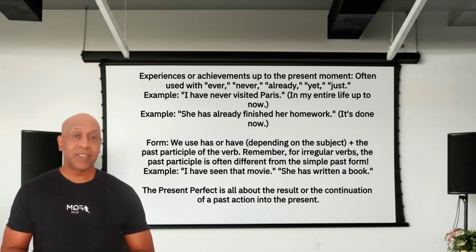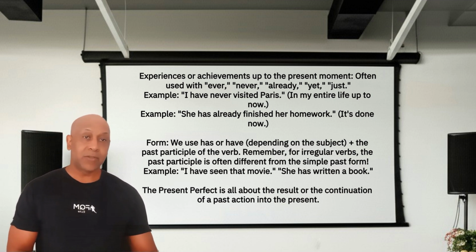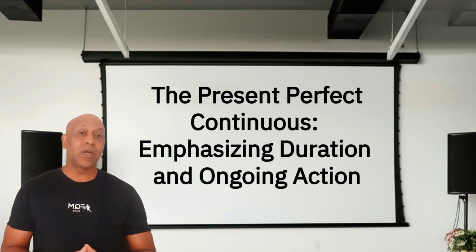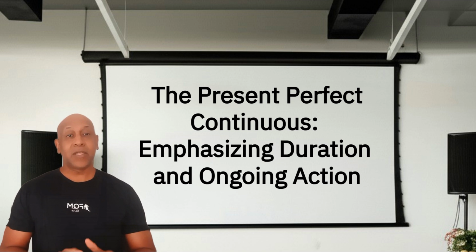Example: I have seen that movie. She has written a book. The present perfect is all about the result or the continuation of a past action into the present. Finally, let's talk about the present perfect continuous. This tense is very similar to the present perfect, and sometimes we use them interchangeably. But it adds an important layer.